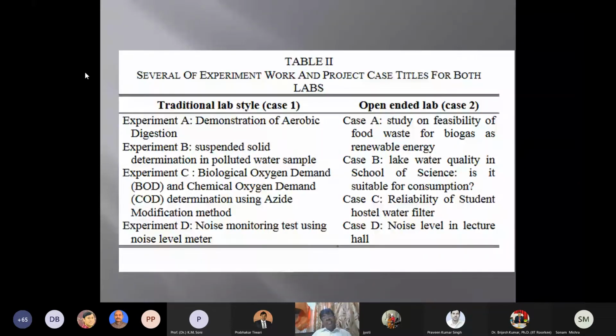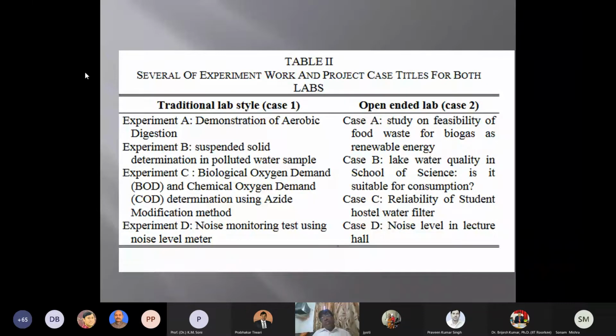And I'm just comparing the traditional lab style of various models. Demonstration of aerobic digestion, suspended solid determination in polluted water sample, biological oxygen demand and chemical oxygen demand determination using acid modification method, noise monitoring test using noise level meter. These are all the traditional lab style. But open-ended lab style, it is really a case study. Real cases: study of feasibility of food waste for biogas as renewable energy, lake water quality in School of Science, is it suitable for consumption, reliability of student hostel water filter, noise level in lecture hall. Like that, open-ended real case studies will be tested in the laboratories.